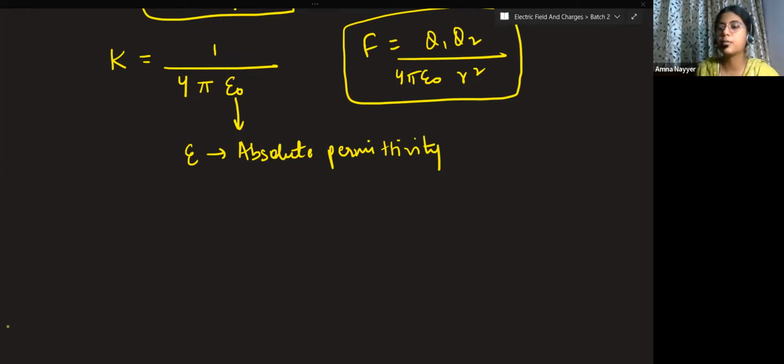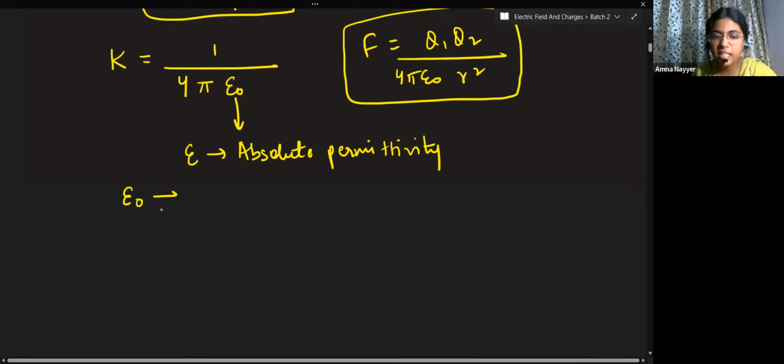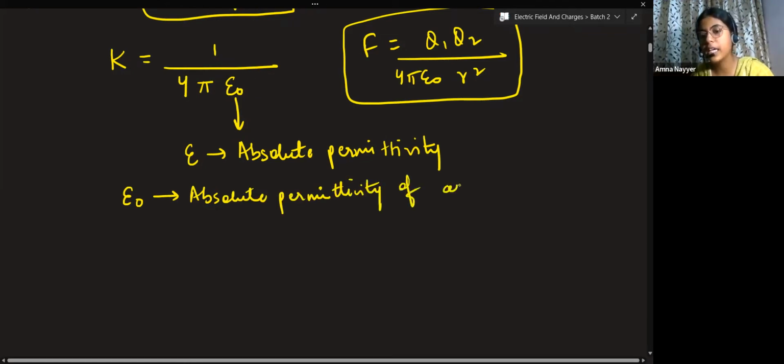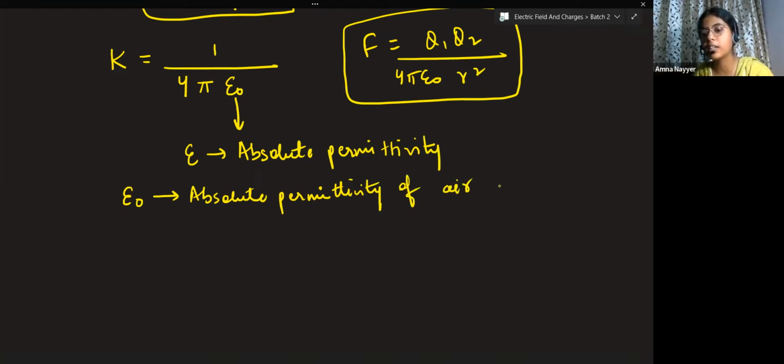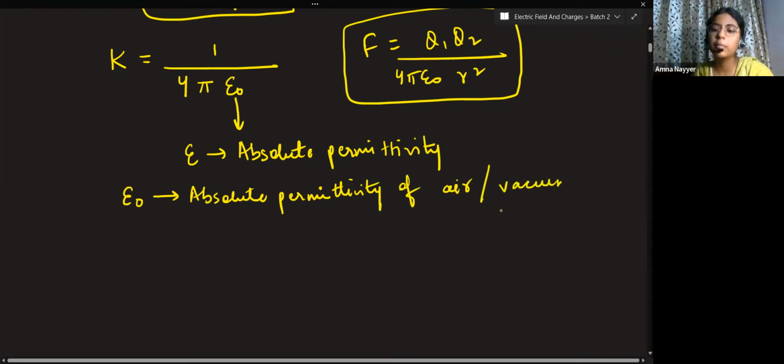All right, let's see what this absolute permittivity is. Let's expand on this constant that we have. This is the dielectric constant K, and epsilon is the absolute permittivity. When you add this epsilon naught, this just signifies that this is the absolute permittivity of air or vacuum. Basically, this is free space, the absolute permittivity of free space.